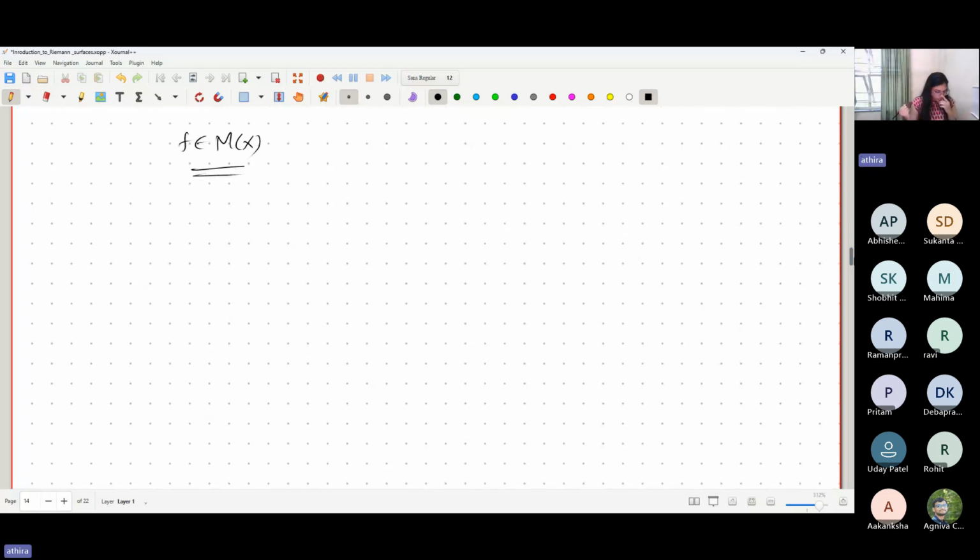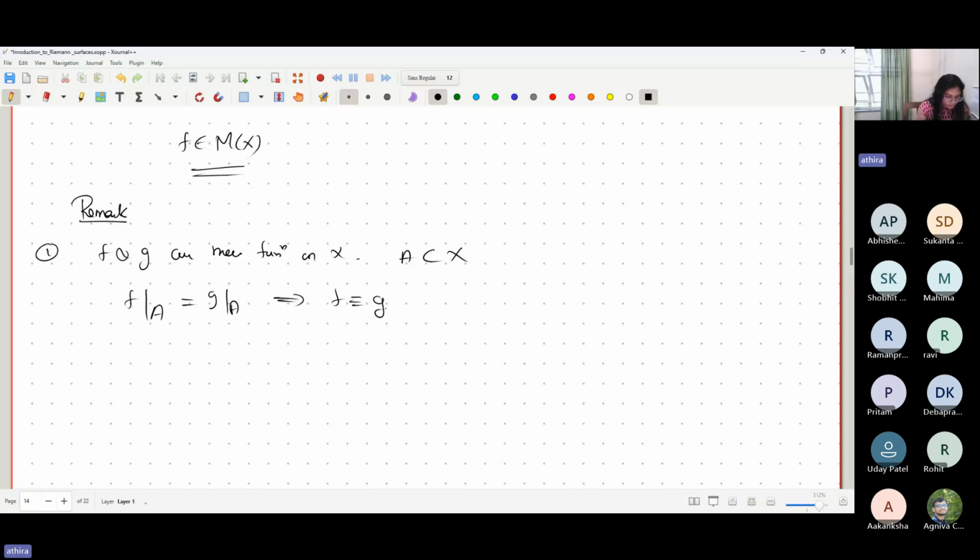Similarly, the identity theorem also holds for meromorphic functions. First one: suppose f and g are meromorphic functions on X, and A is a subset of X. If f coincides with g on A, then f is identically equal to g. Same trick, the proof is also very simple.